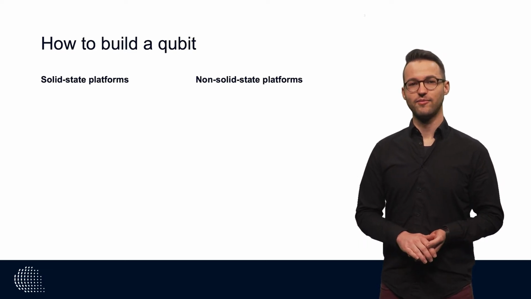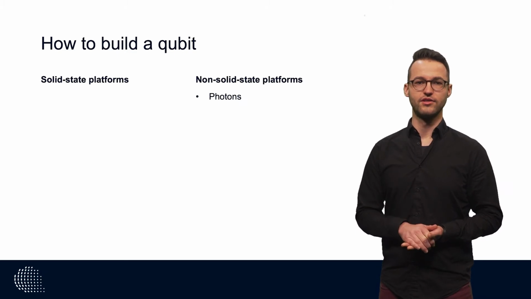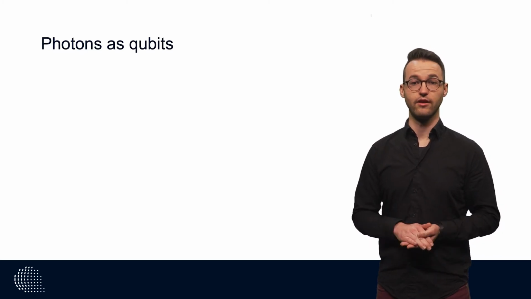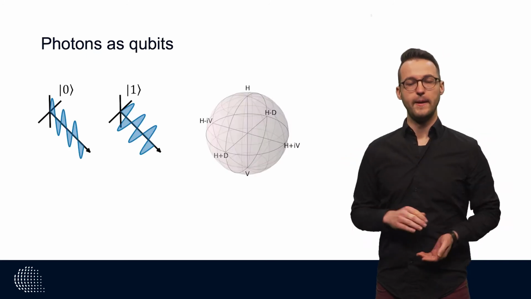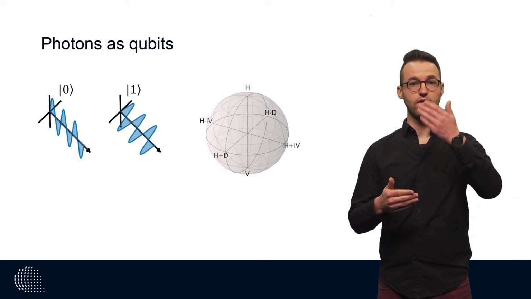In the non-solid-state qubit implementations, two major platforms have emerged. The first one encodes the qubit into photons. One way to do so uses the polarization of the photon. The polarization is the orientation of the electric field, which can be vertical or horizontal. Mapping this to the Bloch sphere, vertical and horizontal are the south and north pole.